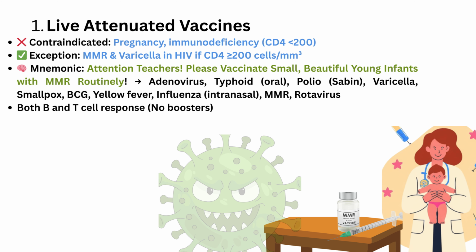Now let's talk about how to remember live vaccines. Imagine a teacher standing in front of a classroom, pointing at a baby, and shouting, "Attention teachers. Please vaccinate small beautiful young infants with MMR routinely." Every word represents a vaccine. A. Adenovirus. T. Typhoid oral. P. Polio Sabin. V. Varicella. S. Smallpox. B. BCG. Y. Yellow fever. I. Influenza intranasal. M. MMR. R. Rotavirus. Say it once out loud. Seriously, it sticks much faster.